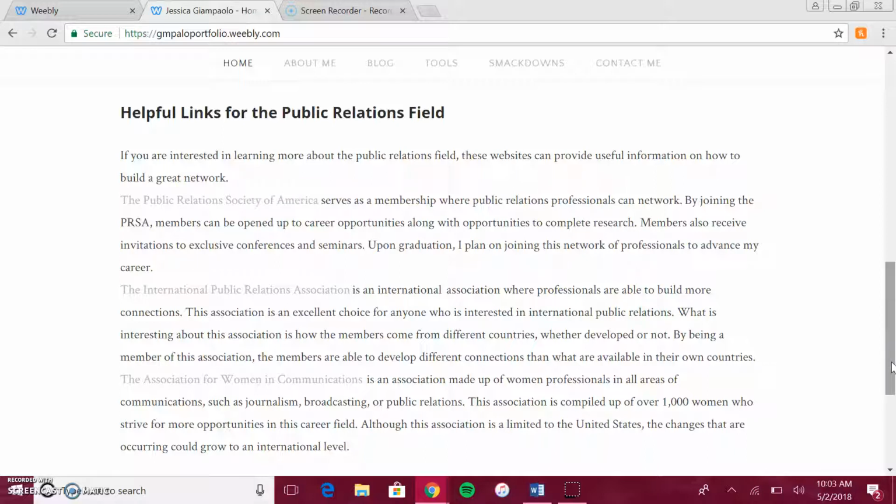So the first two are for associations that professionals can join in to build up their network. So one is just a national one, and then one is an international one. And I put the international one in here because I am very interested in international public relations.